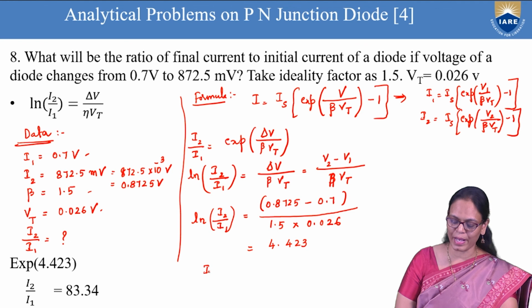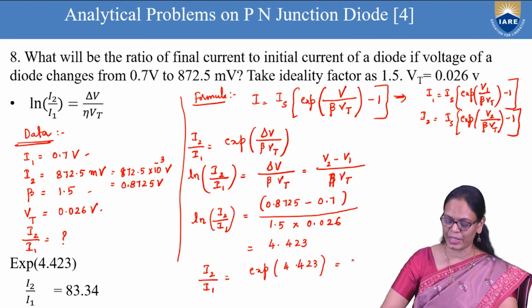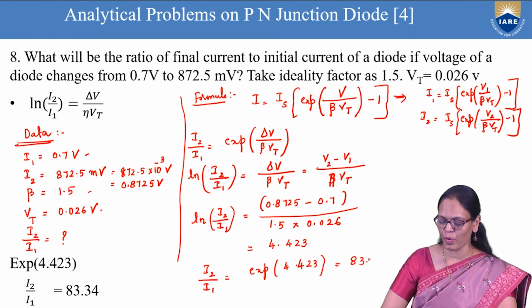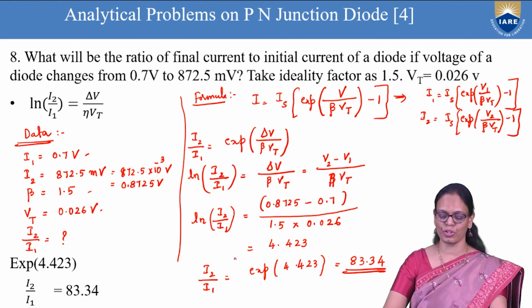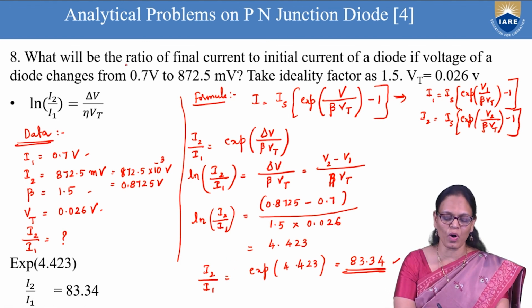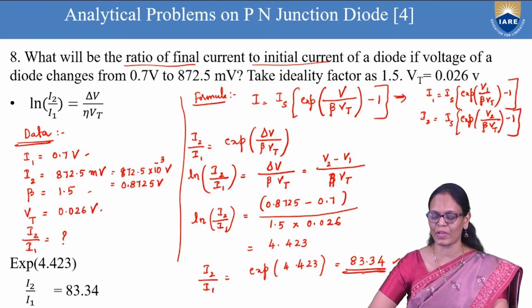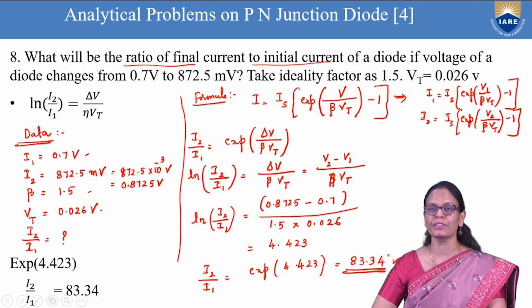So I2 by I1 will be equal to exponential of 4.423. So that will be 83.34. So this is the ratio of the current. So it's a number. So the ratio of final current to the initial current, that is I2 by I1, is given as 83.34.